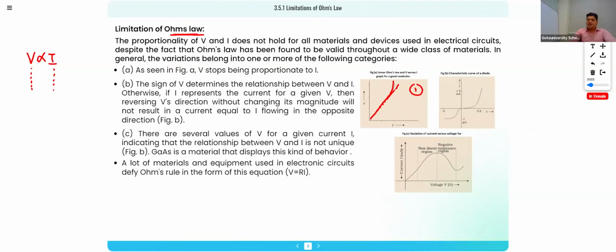Okay, see, even in the case of our diode, if I'm increasing the voltage, current should increase. Current should increase linearly, but current is not increasing linearly. It is following a certain path. Why it is happening, we will study in the chapter semiconductor. If we are reducing the voltage, current is decreasing, and current is not decreasing linearly.